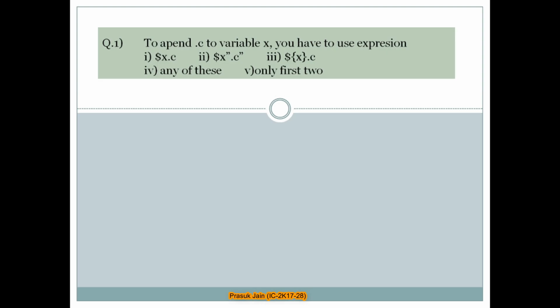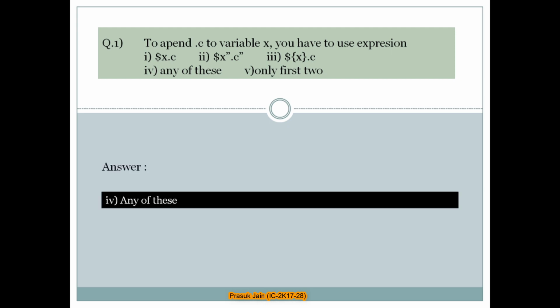So the first question is, to append .c to the variable x, you have to use the expression: first, $x with .c; second, $x.c in double quotes; third, $x with curly braces and .c; fourth, any of these; fifth, only the first two. So the answer is any of these. To append .c to variable x, we can simply write .c with $x, or .c in double quotes with $x, or .c with $x where x is in the curly braces. We can use all of them.